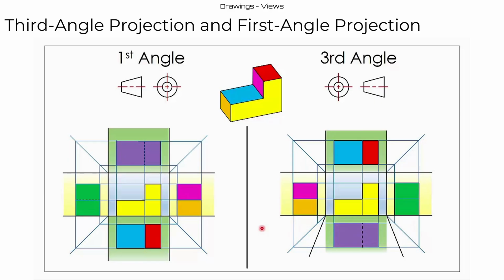All right. So what is the difference between first and third angle projection? Third angle projection is what we're going to be using primarily the most. Third angle projection is going to be front, top, and right, while first angle projection is going to be front, top, and left. Now, first angle projection is used in Asia and also Europe. Third angle is mostly used here in the U.S.